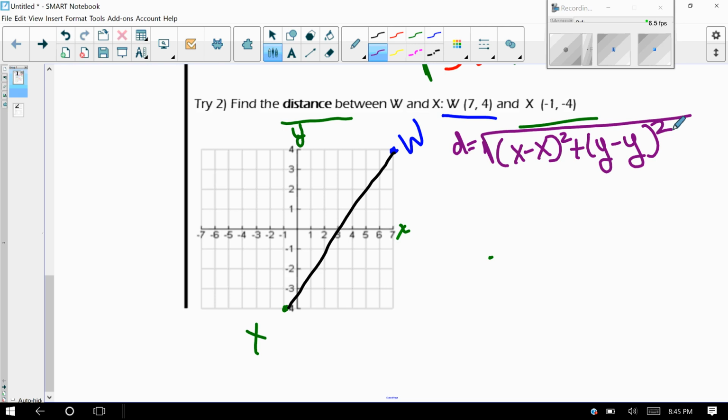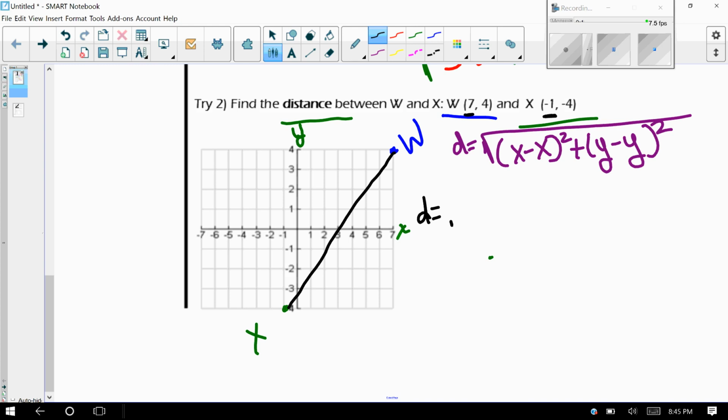Now, I need you guys to help me out. Underline your X's once, and then underline your Y values twice, okay? And I want you guys to do that. So show me that you did this. I'm going to check this on your paper. Underline your X values once, like I did, and then underline your Y values twice, okay?